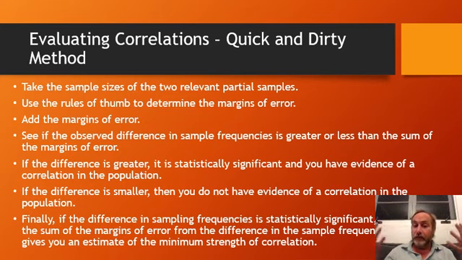If the difference is greater, it's statistically significant and you have evidence of a correlation in the population. If the difference is smaller, then you don't have evidence of a correlation in the population. And finally, if the difference in sample frequencies is statistically significant, the difference in the sample frequencies minus the sum of the margins of error would give an estimate of the minimum strength of the correlation.